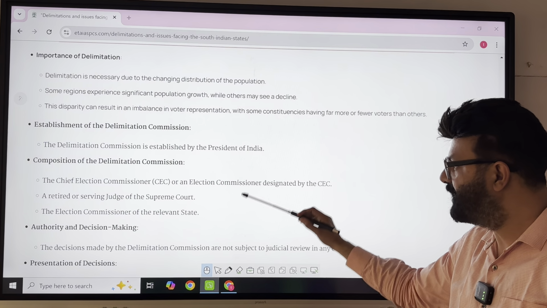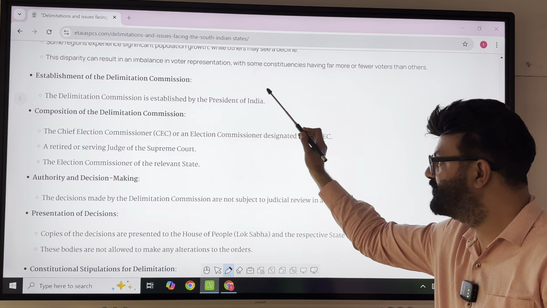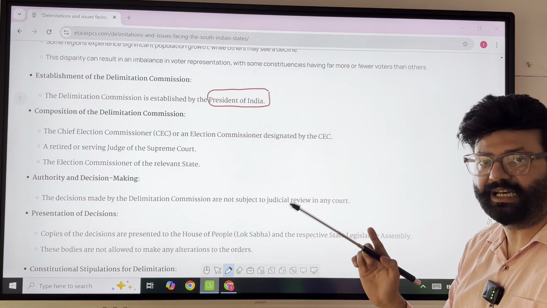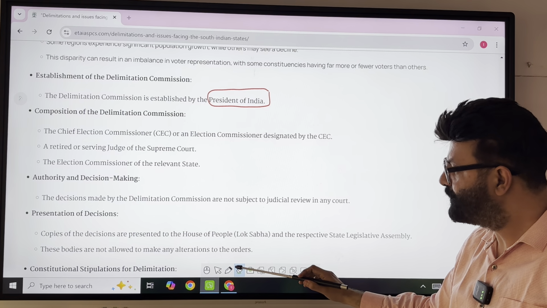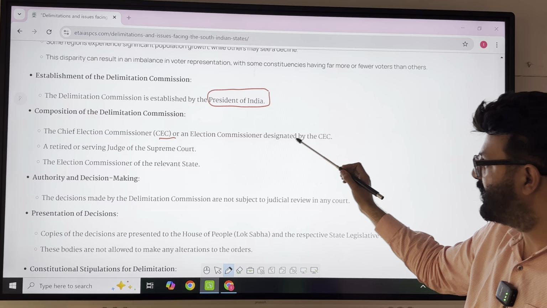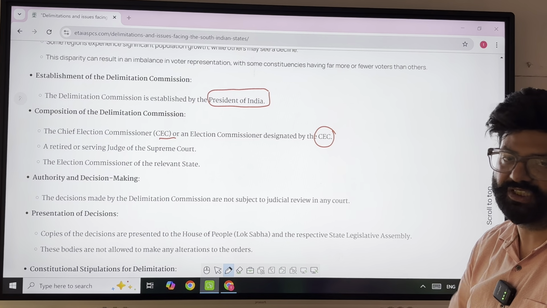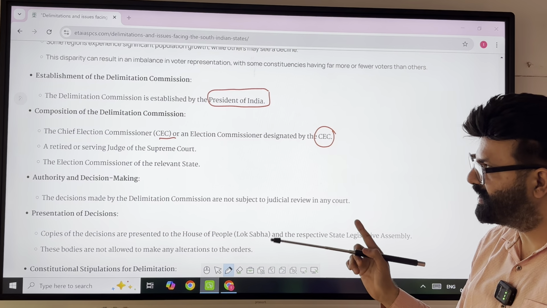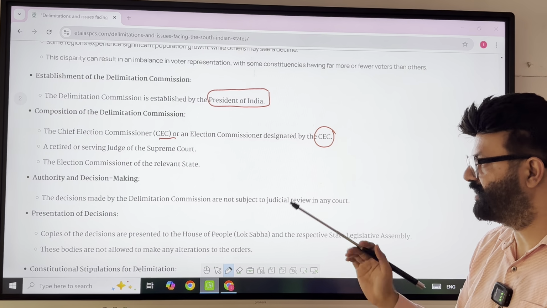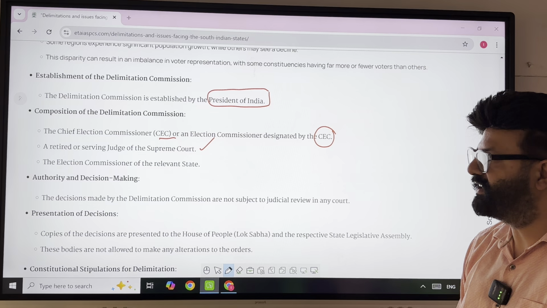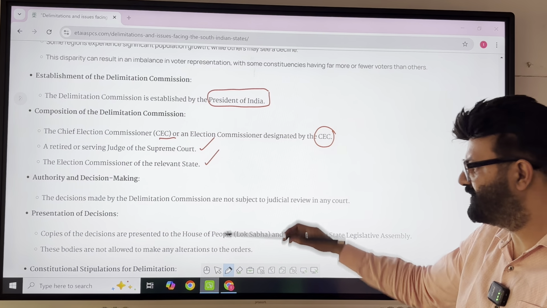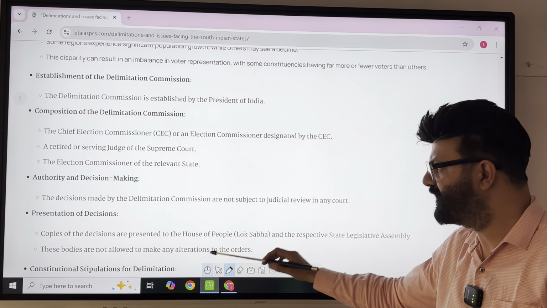Now delimitation commission is established by what? The President of India. So this is important. Delimitation commission is established by the President of India. So what is the composition? Chief election commissioner or an election commissioner designated by the chief election commissioner. Chief election commissioner is the head, or he can appoint the election commissioner also. Second, a retired or serving judge of the Supreme Court. Third, election commissioner of the relevant state. So this is the composition which is important.